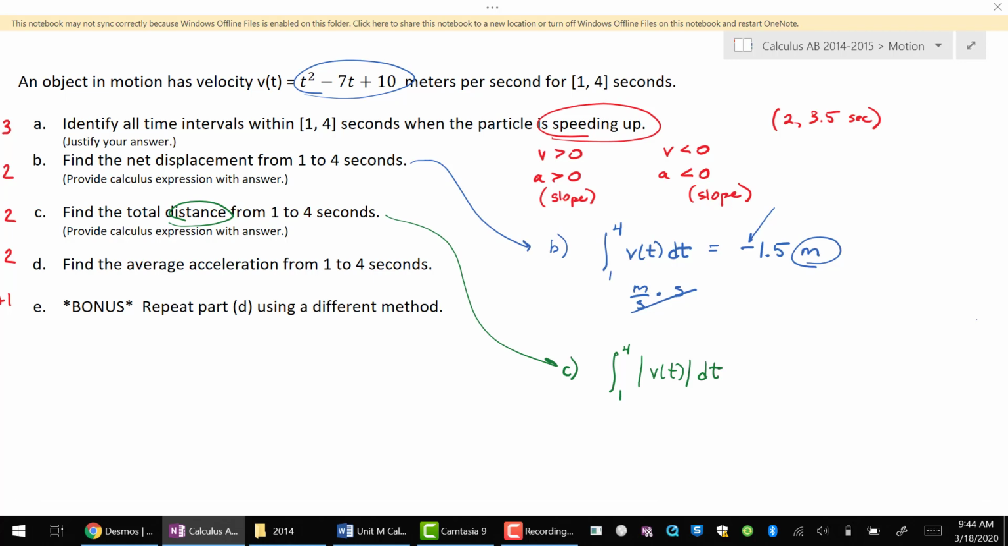You'll hit Math 9 to get the integral symbol. But then when you go to type in the integrand itself, hit the math button again, and then just arrow over to the menu item that says NUM, N-U-M, to find the absolute value feature on the TI-84s. Anyway, type that in, and you'll end up with a positive answer of 5.167. Again, meters would be the units.